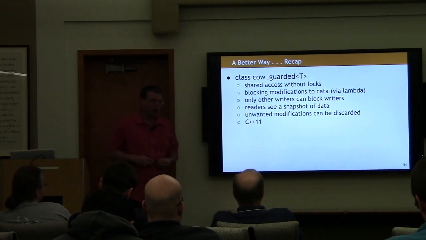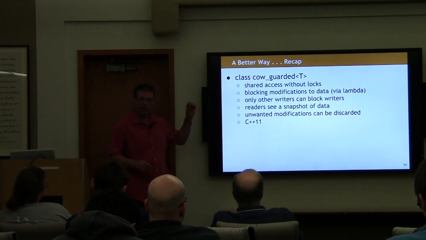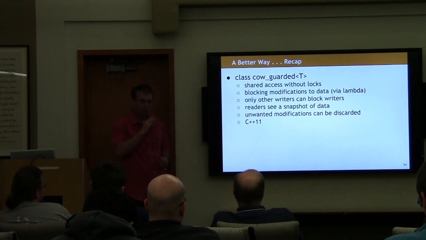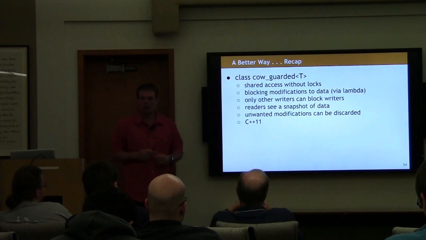And then we have the cow guarded copy on write system, which gives you shared access without any locking whatsoever. The shared access acquires no locks and does not block. You can do blocking modifications to the data. Only other writers can block writers, so it's much more difficult to get into a deadlock. Readers see a snapshot of data that is valid until they're done with it, and unwanted modifications can be discarded, and this uses only C++11 features.